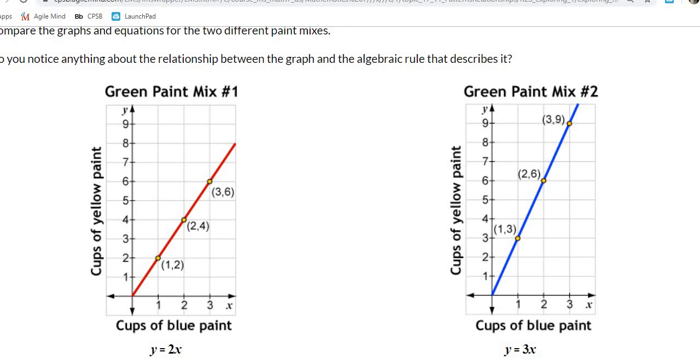Yeah, but what did the X represent last problem? What did we say X was going to represent? The blue paint. Cups of blue paint. And we said Y was going to represent the cups of yellow paint. So that's still making sense here.